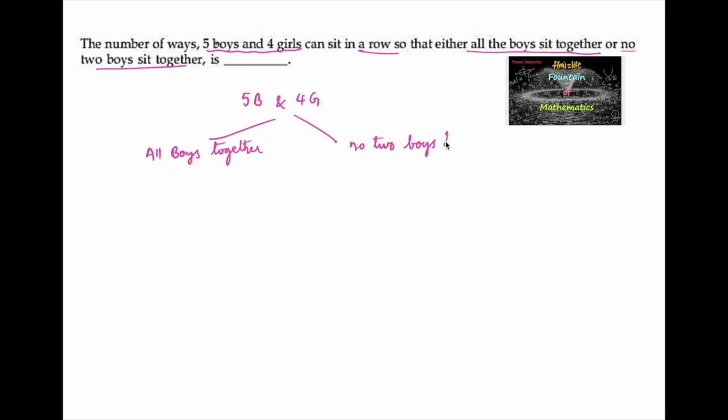The number of ways 5 boys and 4 girls can sit in a row so that either all the boys sit together or no 2 boys sit together. So here total 5 boys and 4 girls are there. So the first possibility, all boys sit together. Or the second case, no 2 boys together.